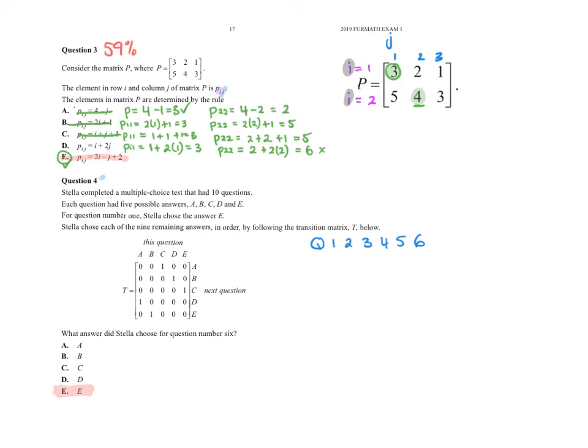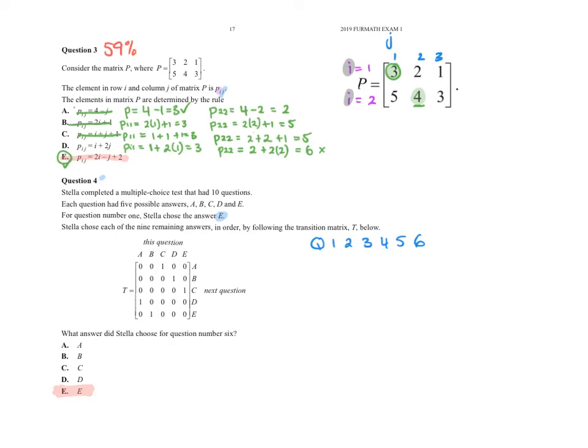Okay, question 4. Stella completed a multiple choice test that had 10 questions. Each question has possible answers A, B, C, D, E. For question number 1, Stella chooses E. So you know that E is her first answer. It says Stella can choose each of the 9 remaining answers in order by following this transition. What answer did she choose for her 6th question?